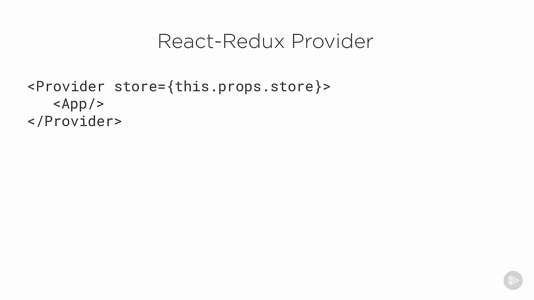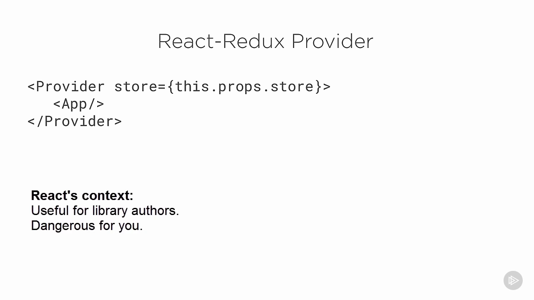As a side note, you might have read that context is an experimental feature that should be avoided. In short, this is true for you, the app developer, but there's nothing wrong with library authors carefully using the context to provide such functionality. React Router uses React's context as well. You can think of context as a feature for library authors, not app developers.